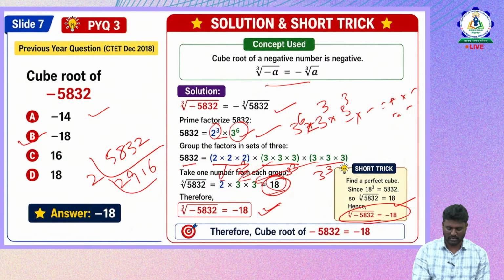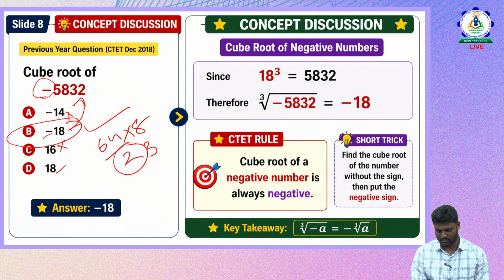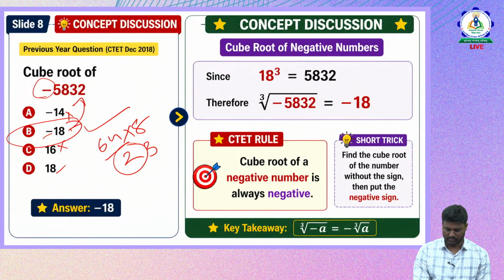So we don't need to calculate completely like this, taking the prime factorization, grouping the factorization, taking one number from each group and simplifying. Instead of that, we can solve it by applying the short trick.